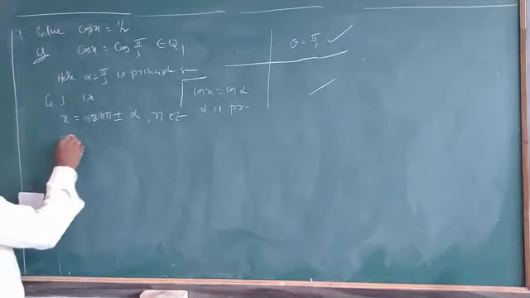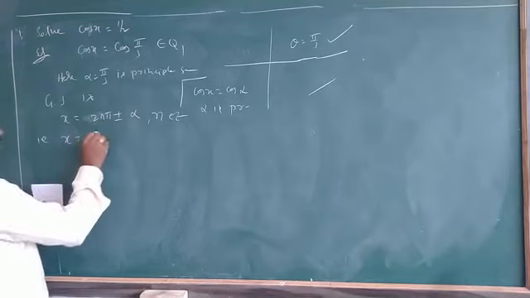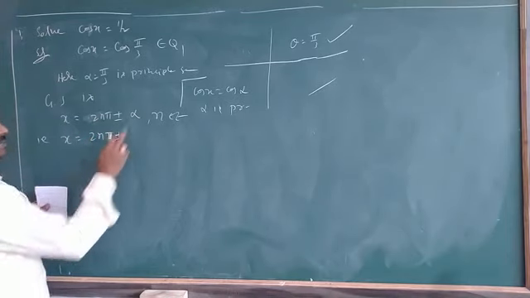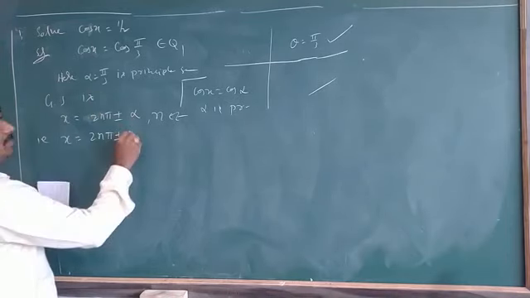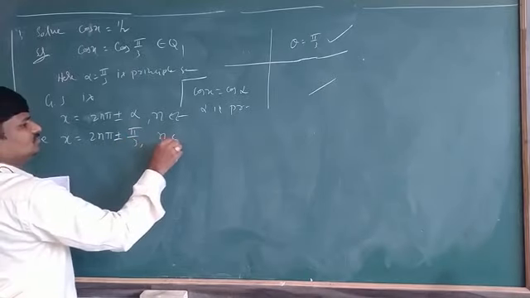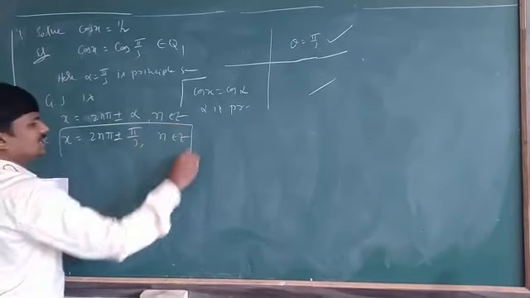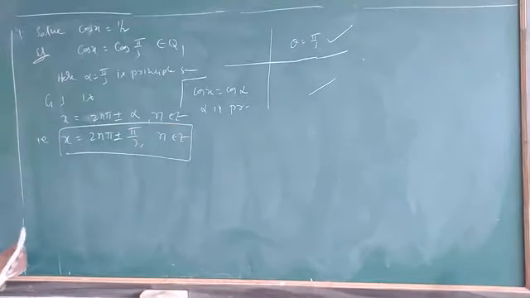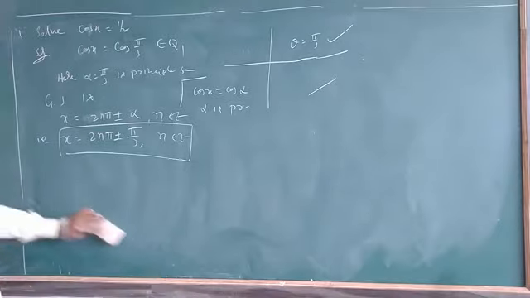So here x is equal to 2n pi plus or minus alpha. Alpha means here 5 by 3. Then n belongs to Z. So it is the general solution of this cos x is equal to 1 by 2. Okay. Remember. Next question.